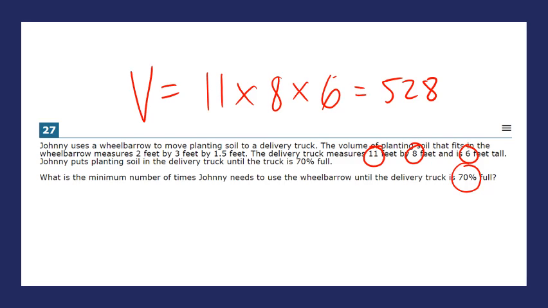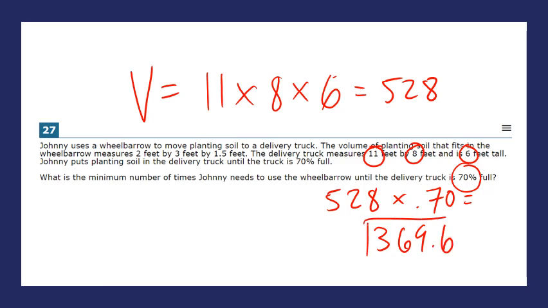Now remember, what we're trying to find is just 70% of that. So if I have 528 and I want to find 70% of it, I multiply it by 0.70. Again, using a calculator here, once I multiply 528 by 0.70, I get about 369.6. Now this is not my answer.